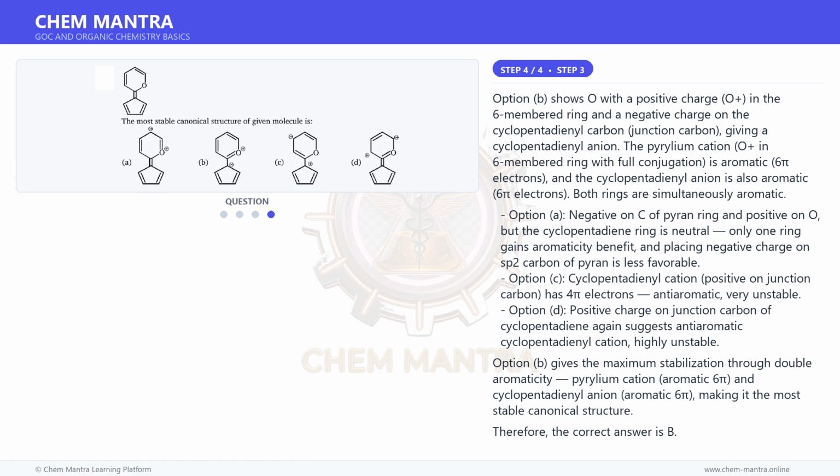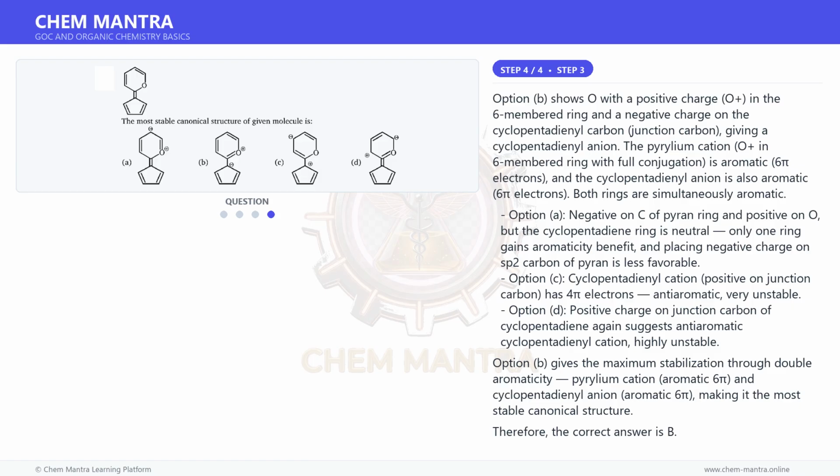Option A has a negative charge on C of the pyran ring and a positive charge on O, but the cyclopentadiene ring is neutral, so only one ring gains aromaticity benefit, and placing a negative charge on an sp2 carbon of the pyran ring is less favorable.